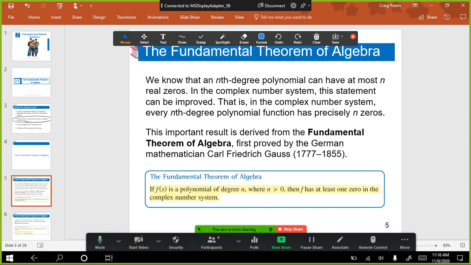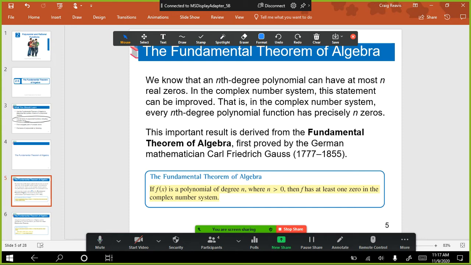Well, in the complex number system, this statement can be improved. That is, in the complex number system, every nth degree polynomial function has precisely n zeros. So once we pull in complex numbers and imaginary numbers with the i, what we can say is the degree of the polynomial tells us exactly how many zeros there are, because it will include both real zeros and complex zeros. So that's basically what the fundamental theorem of algebra says. It says if it's a 4th degree polynomial, there's going to be 4 zeros, either complex or real. They could all be real, but they don't have to be. There can be some complex ones in there.